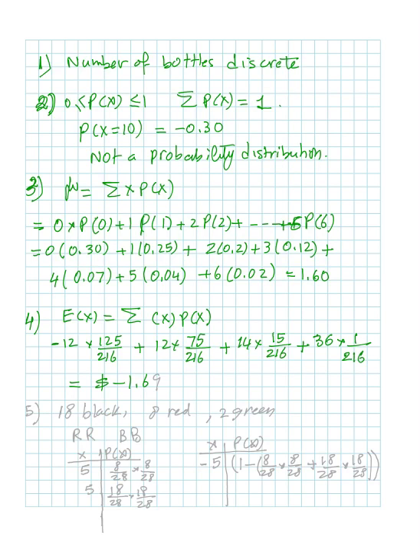36 times 1 over 216. If you do the math, you just multiply negative 12 times 125 plus 12 times 75 plus 14 times 15 and then plus 36 times 1 and then divide the whole thing by 216. You will get this answer, negative 1.69.